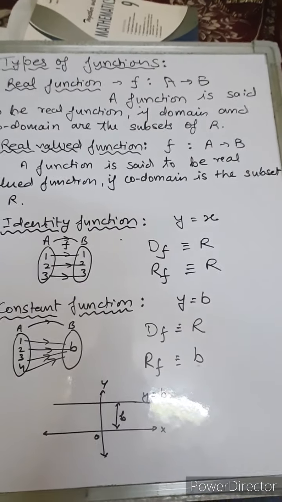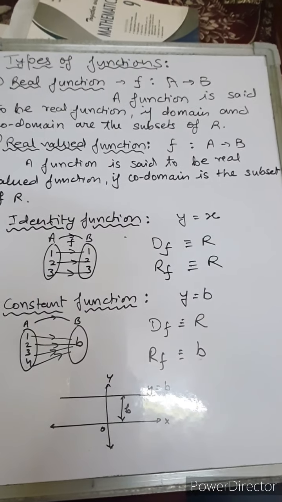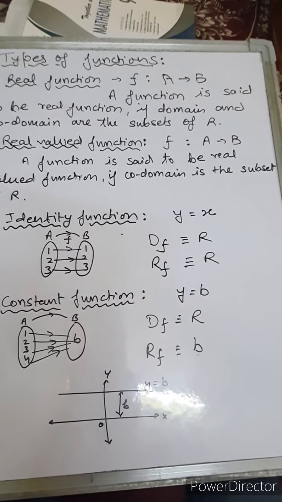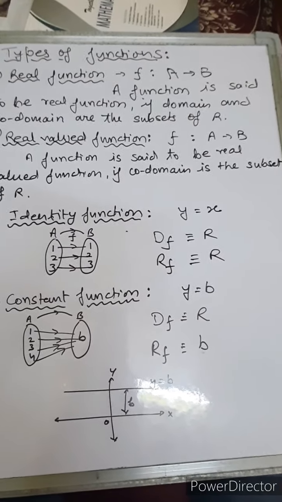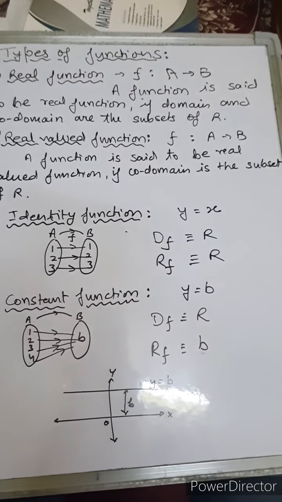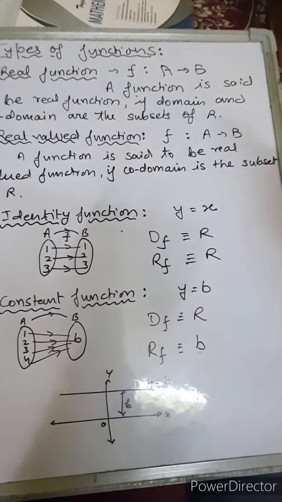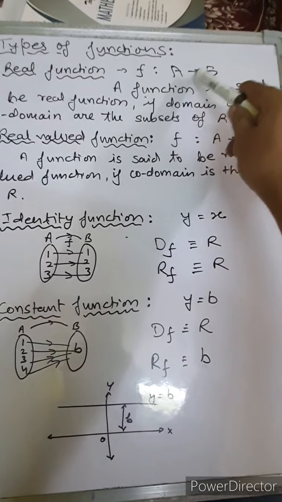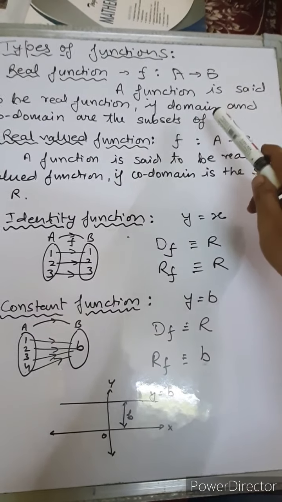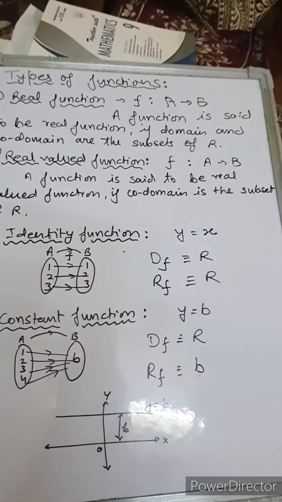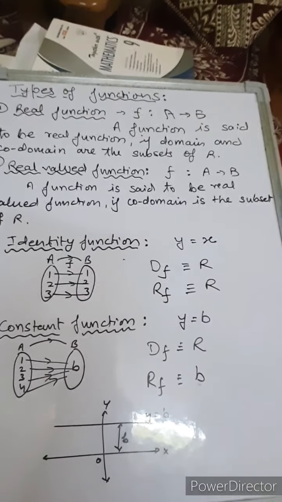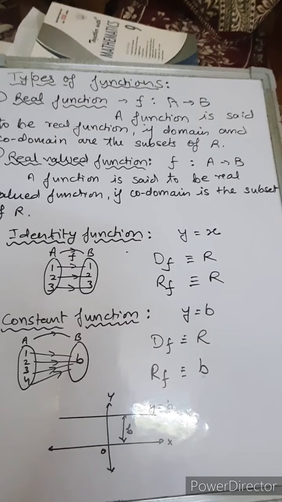Children, next we are going to study about the types of functions. There are many types of functions, and a few common types we are going to discuss here. We're starting with the real functions. What are real functions? If f is such that A is mapped to B, then a function is said to be a real function if the domain and codomain are subsets of the real numbers.